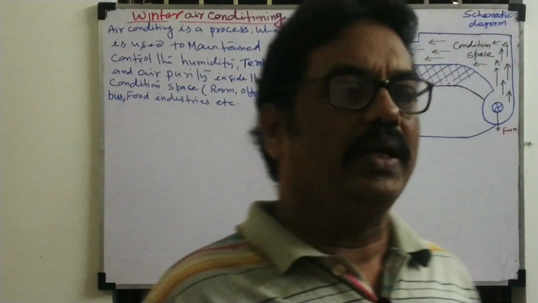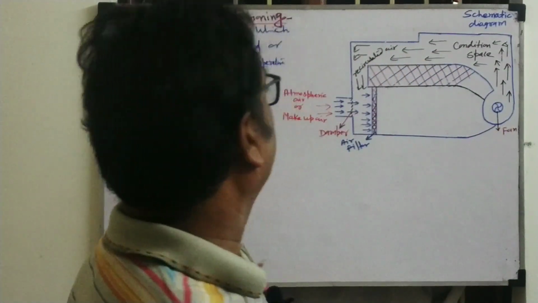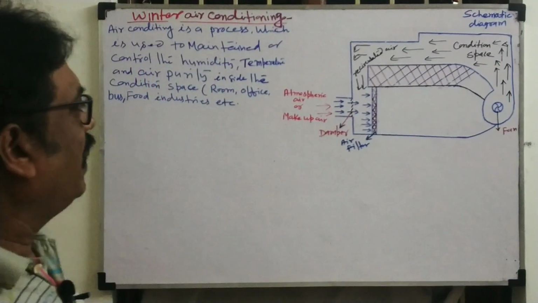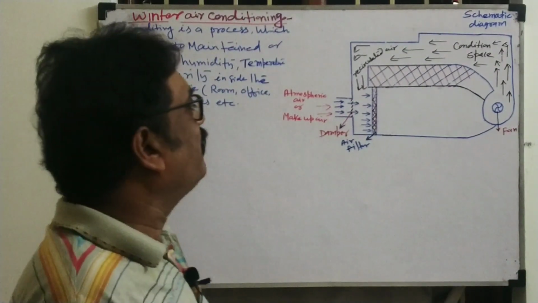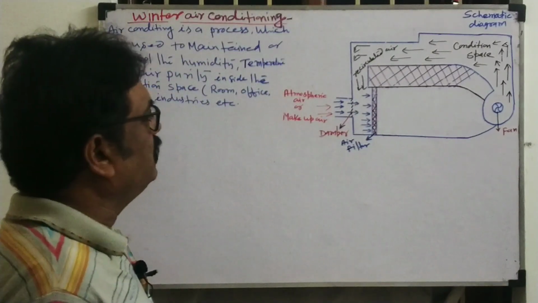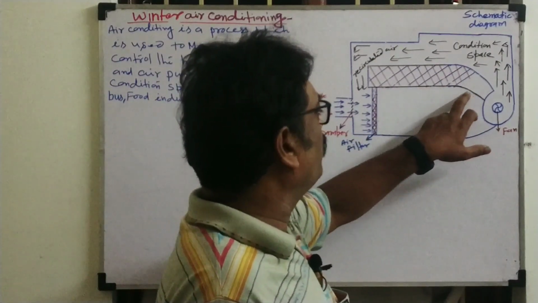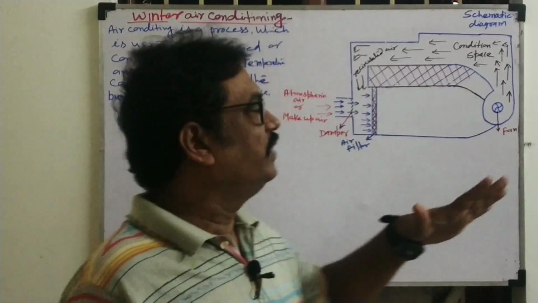Today my topic is winter air conditioning system. How we will design the winter air conditioning and how we will write the working principle, I am going to explain with the help of the schematic diagram and psychrometric diagram. So what is the meaning of air conditioning? Air conditioning means we are controlling the temperature, humidity and purity of the air.